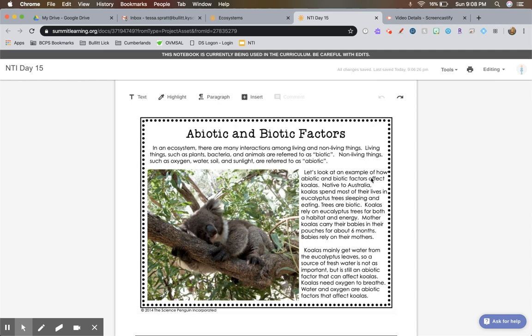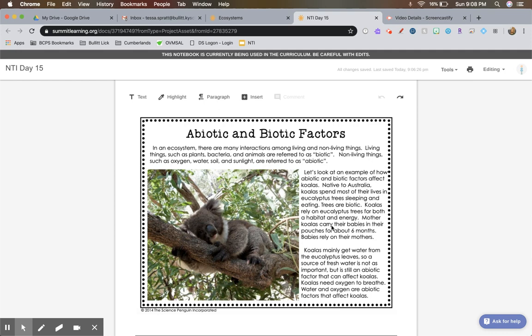Let's look at an example of how abiotic and biotic factors affect koalas. Native to Australia, koalas spend most of their lives in eucalyptus trees, sleeping and eating. Trees are biotic, so they are alive. Koalas rely on eucalyptus trees for both the habitat and energy.